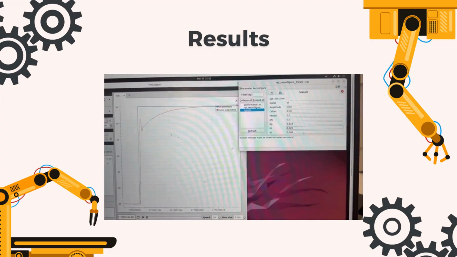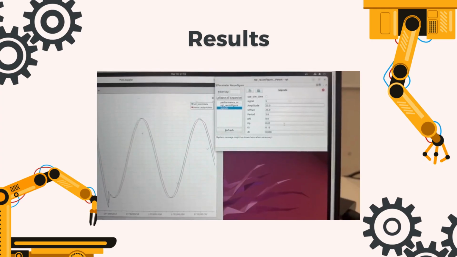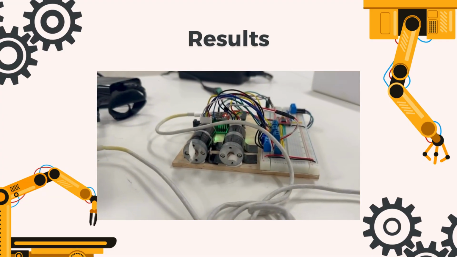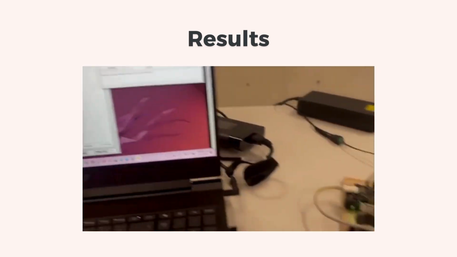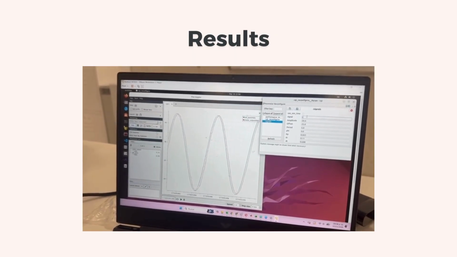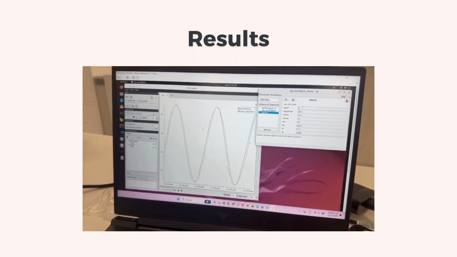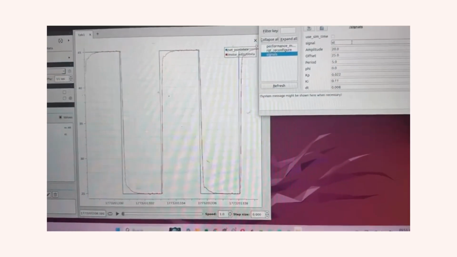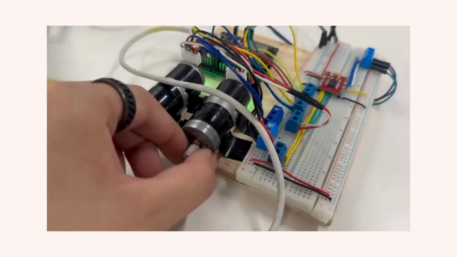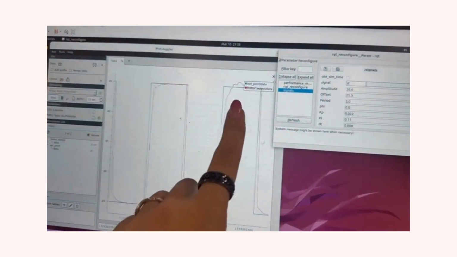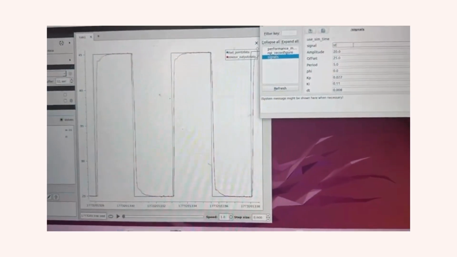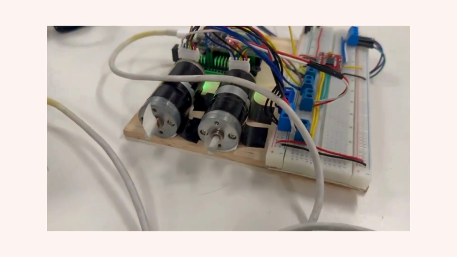And this is our motor with the static and dynamic values. This is, for example, a sinusoidal signal and how our motor behaves. So this is a square signal, and this is the behavior of the motor. And if I apply some perturbation in the signal, the controller makes it stay stable.